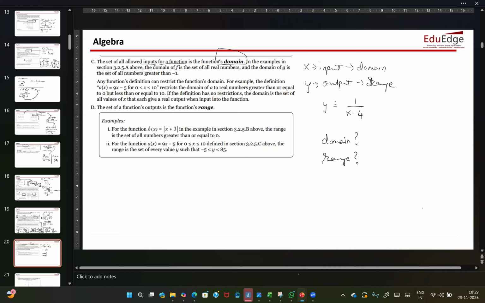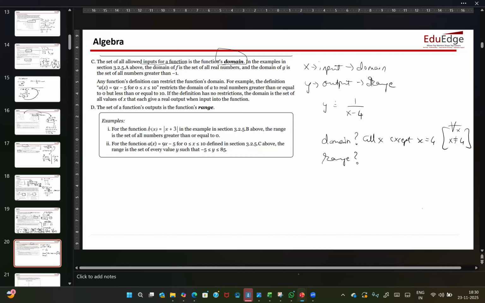Okay, so x cannot be 4. So all x except x equal to 4, correct? Which also means x cannot be equal to 4. Otherwise, all x. All x, but x not equal to 4. And what is the range? I don't know, minus infinity to 3 and 5 to infinity.